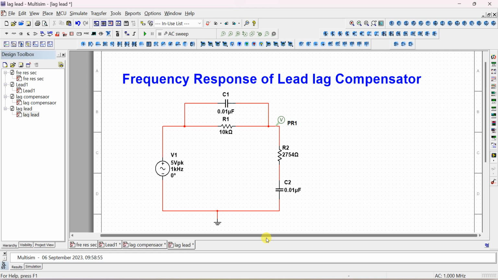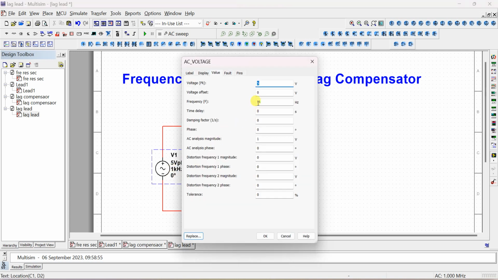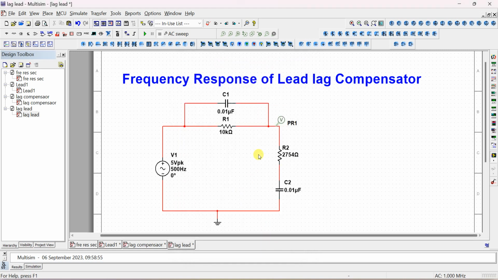Okay. So now, if you want to see for one particular frequency what the phase response is, you have to connect one oscilloscope, and I will show you that one. You can change this one to 500 hertz also. So now for the frequency, you connect two resistors, two capacitors. Capacitor values are 0.01 microfarad. Here also 0.01 microfarad. R1 is 10 kilo ohm, R2 is 2.7 kilo ohm.